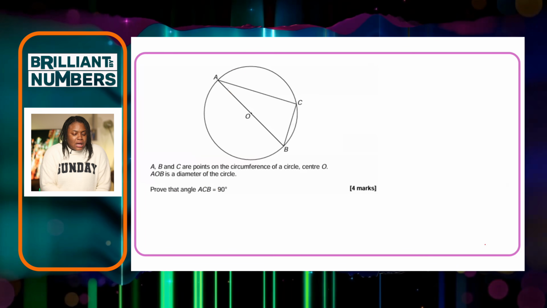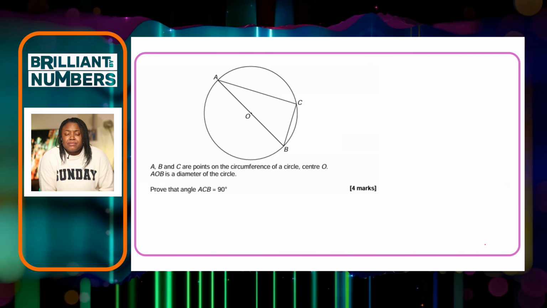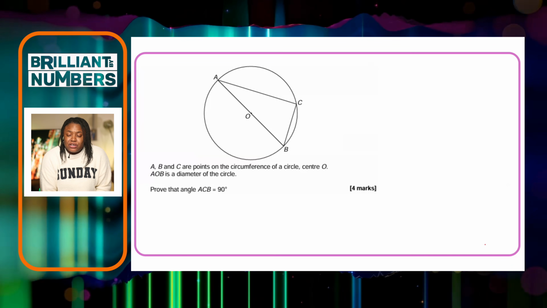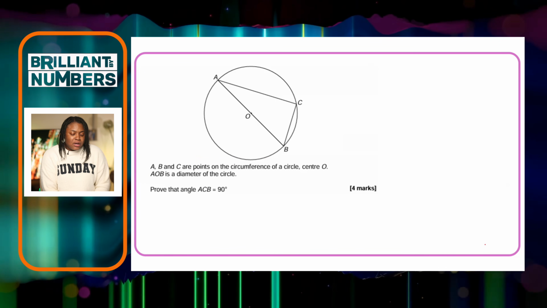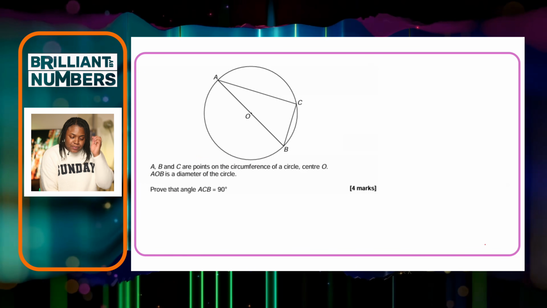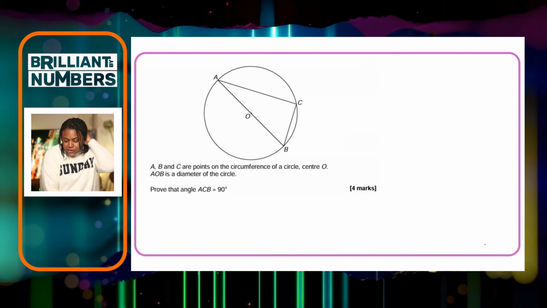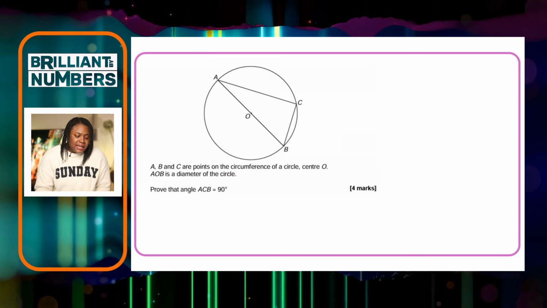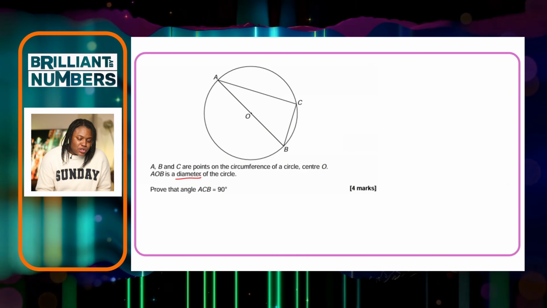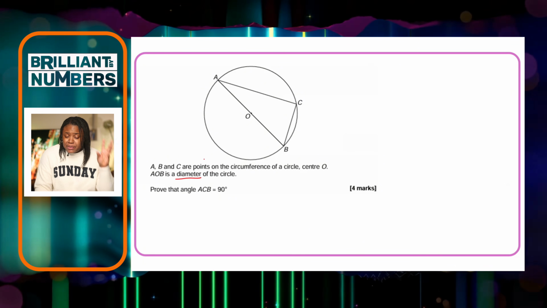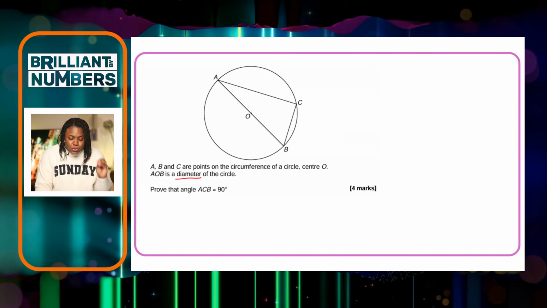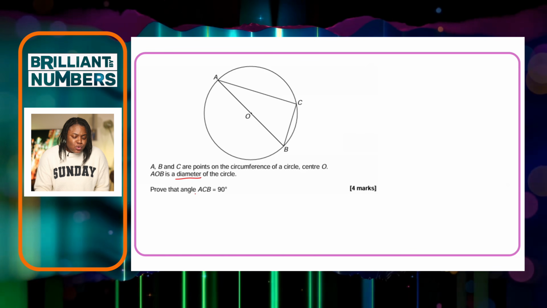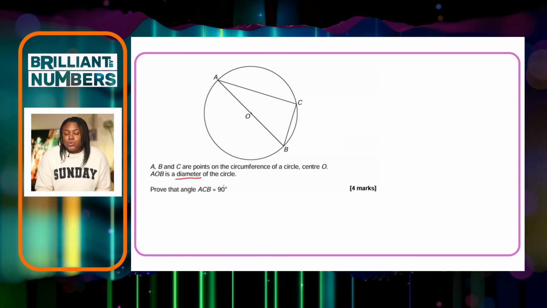Beautiful. So now we go to the last circle theorems question, which is a circle theorems proof. 4 marks. A, B, and C are points on the circumference of a circle with center O. AB is the diameter of the circle. As we say, we don't give loose information. This is critical. So that's why we've told you that. Prove that angle ACB is equal to 90.